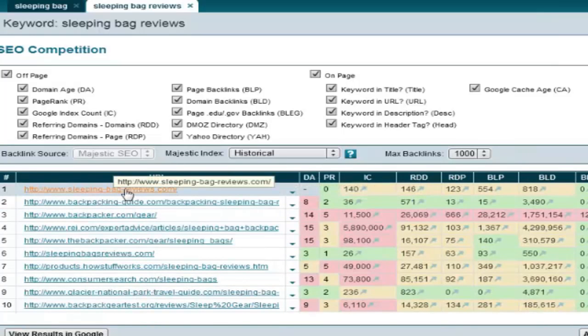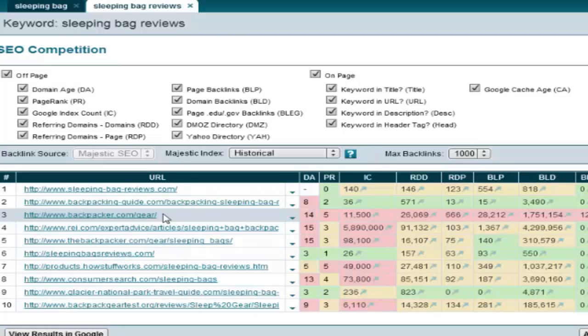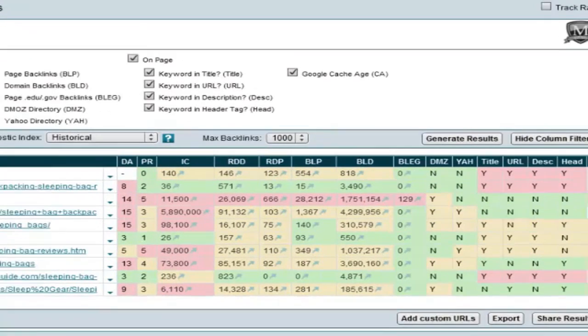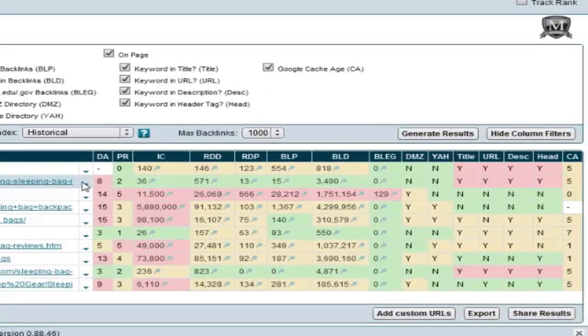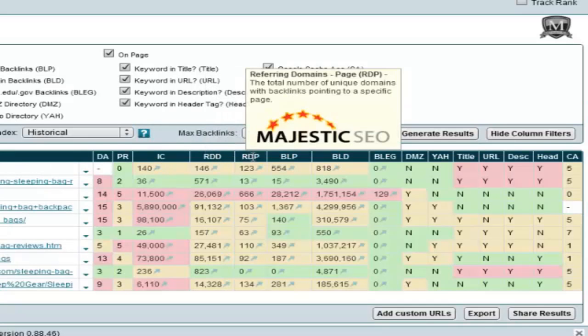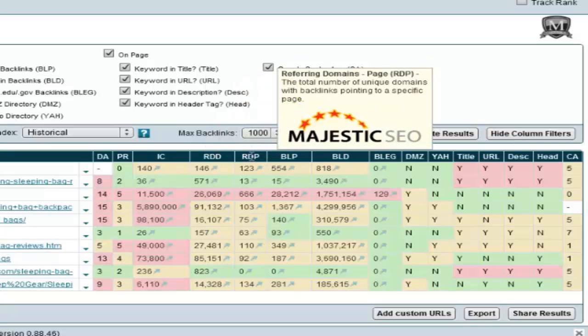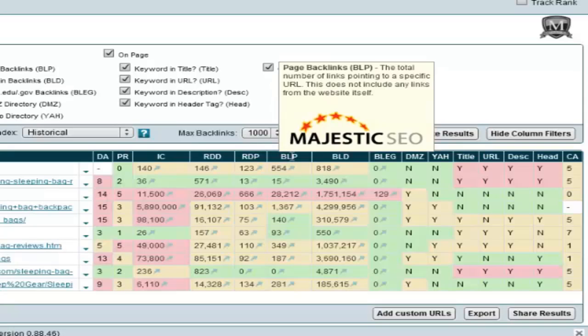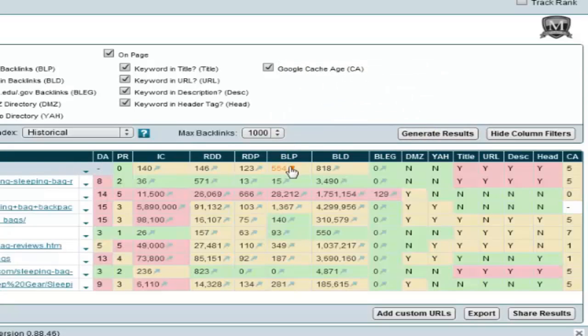So number 1 is sleeping bag reviews. So obviously somebody with the same idea that I have. But then what we can do is we can look at how well they're optimized. So their page rank is 0. That's a good sign. They have 140 pages indexed. That's pretty good. We have the backlinks to the page. So how many backlinks they have? They have 554, which is a fairly good amount. And they have 800 backlinks to their domain.